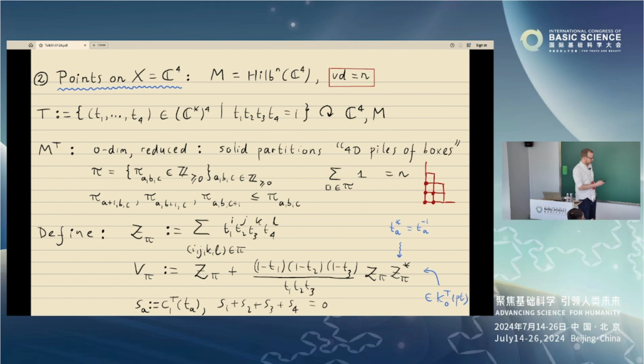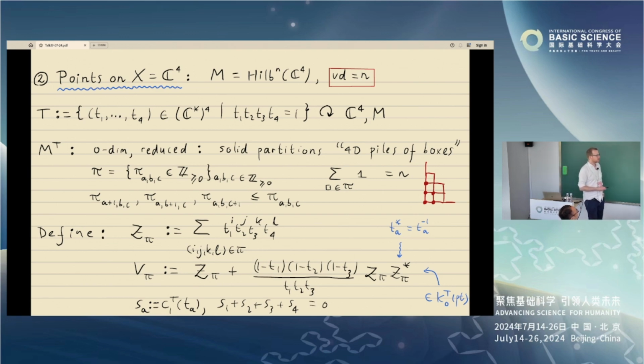So let X be affine 4-space and M the Hilbert scheme of n points on C^4. Then the virtual dimension is again n, and we have a non-compact moduli space. However, we have the standard torus action of (C*)^4 scaling the factors of C^4. And I want to restrict to a slightly smaller torus where T1 T2 T3 T4 is 1. So this torus preserves the Calabi-Yau volume form. So this action on C^4 lifts to the moduli space M. And even for this smaller torus, the fixed locus is in some sense very easy. It's zero-dimensional and reduced, and it precisely consists of the subschemes cut out by monomial ideals.